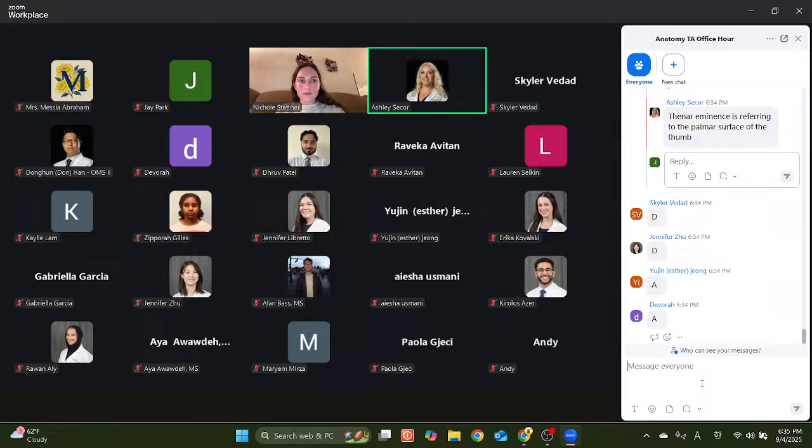For everyone that said D, I think some of the confusion was when we were talking about the radial nerve, we talked about the superficial radial nerve and how it provides cutaneous innervation to the thumb region, but that's on the dorsal aspect of the hand. When we refer to the thenar eminence, that's on the palmar surface of the hand. So in this case, it would be talking about the palmar cutaneous branch of the median nerve.